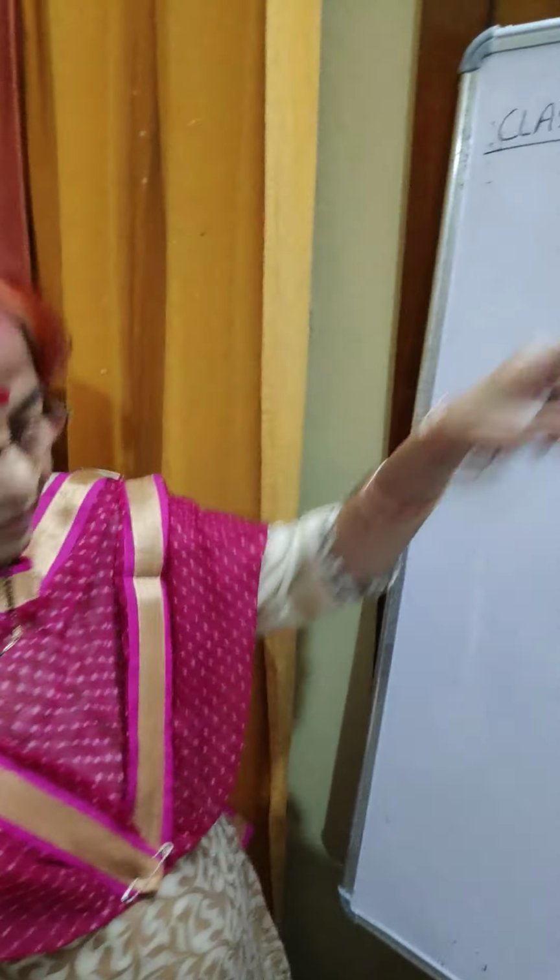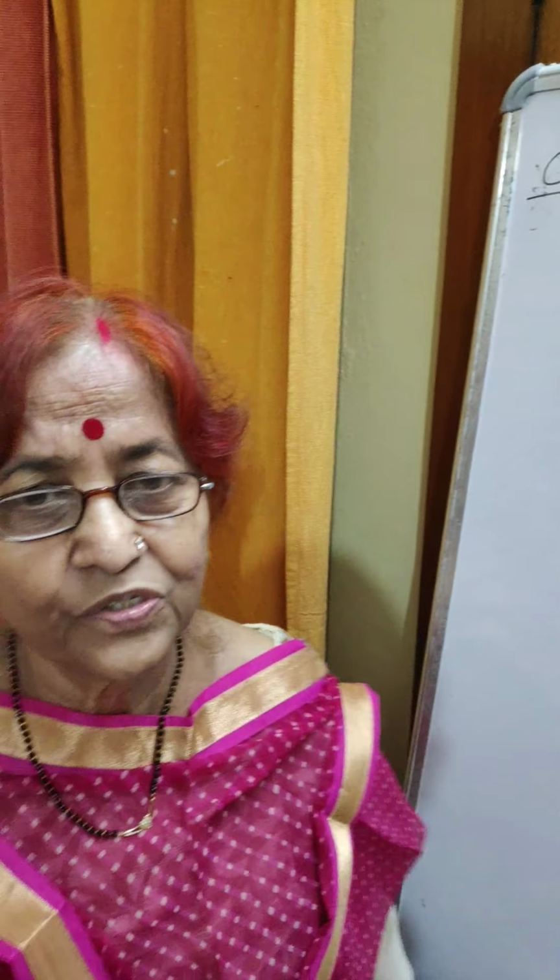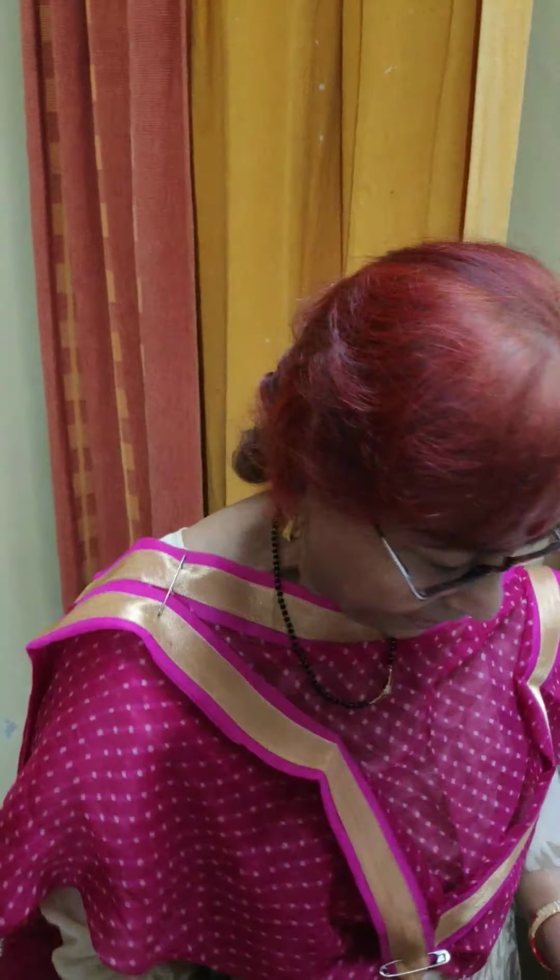Now, the topic is salt. There are a number of salts which are used in our daily life. And how is salt formed? What is salt? Salt is produced by the neutralization reaction between acid and base. Now write salt.